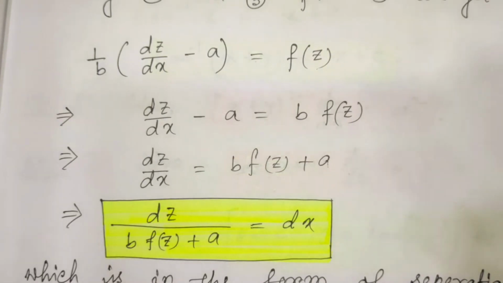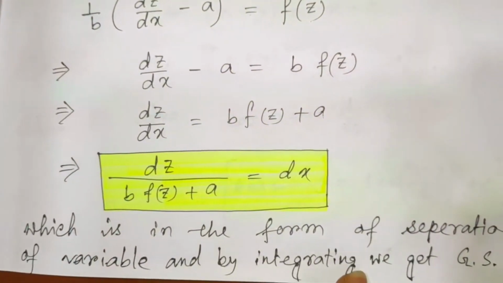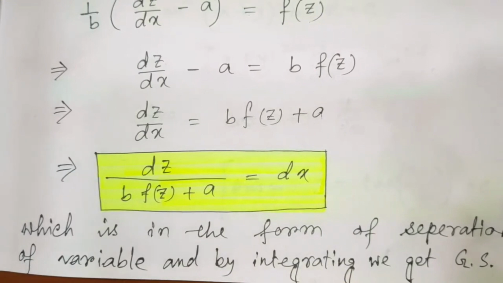On both sides we should integrate, and after integrating we shall find the general solution in terms of z and x. And we know what the z value is. So after the complete solution, we should substitute the z value in this general solution to get the general solution for the given differential equation.